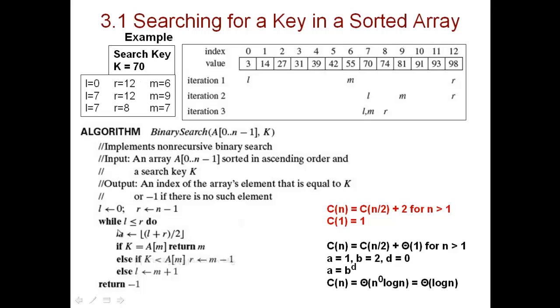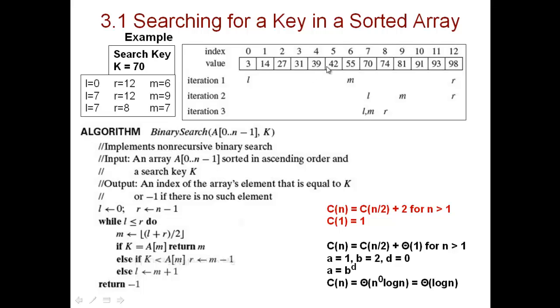So if k, which is 70, is equal to the element at index 6, in this case it is 55, 70 is not equal to 55, so we cannot say we have found the search key. So we have to go to the else part. So now see, that is like the comparison.